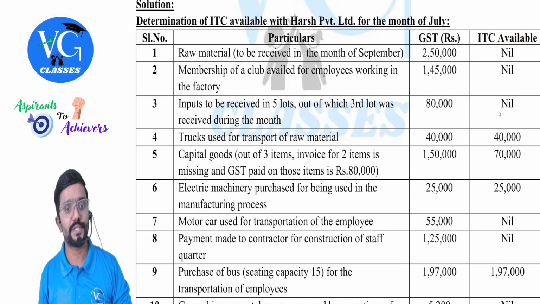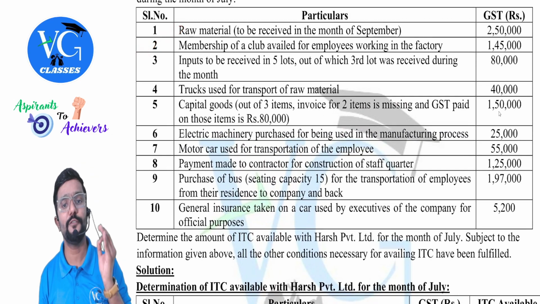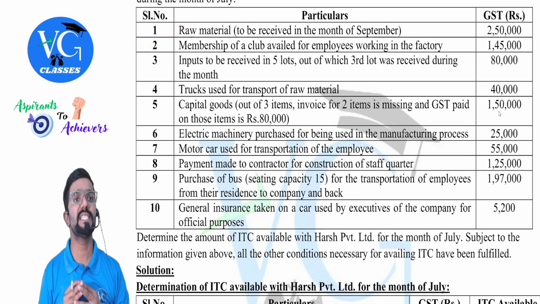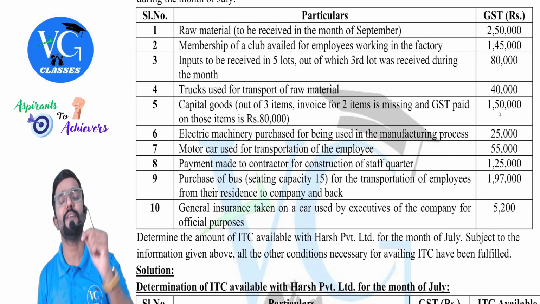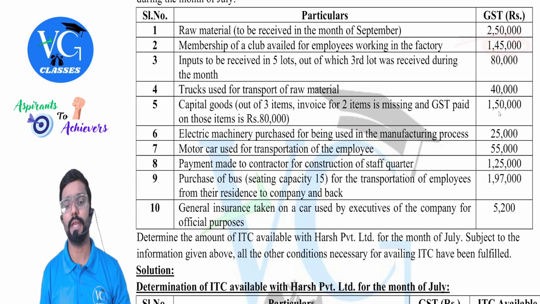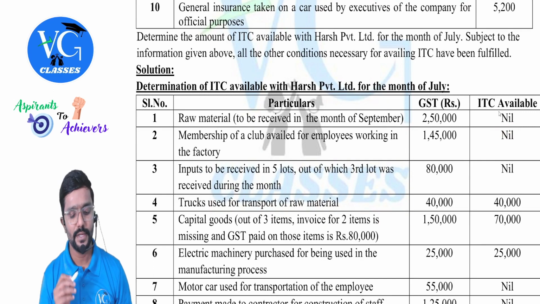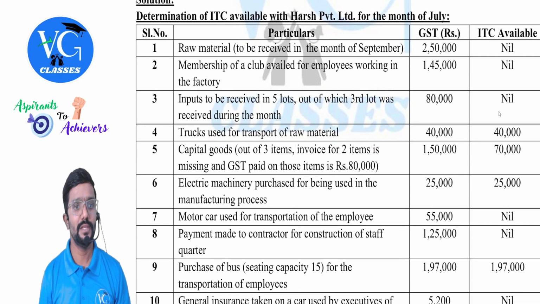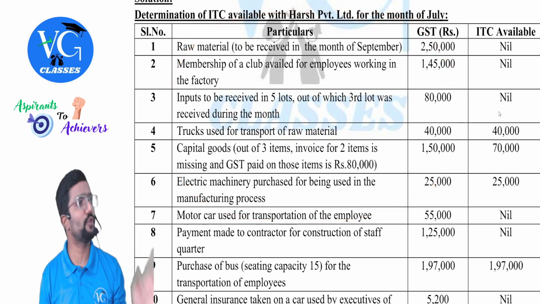Okay, sir. Next, second one. Membership of a club availed for employees working in a factory. Guys, is credit available for it? No, sir. No credit. Why? Section 17(5) specifically blocks this. So for this also, nil credit, guys. You can see here, nil. Okay, sir. Next, let me read it here only. This is the part. Actually, these columns, whatever I have given, are just a copy paste of the question.